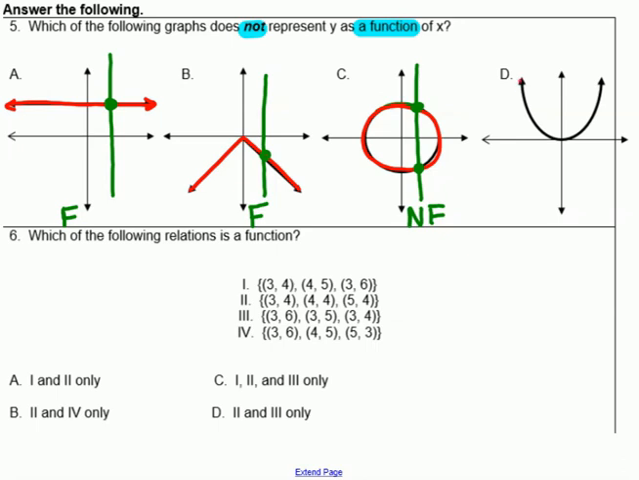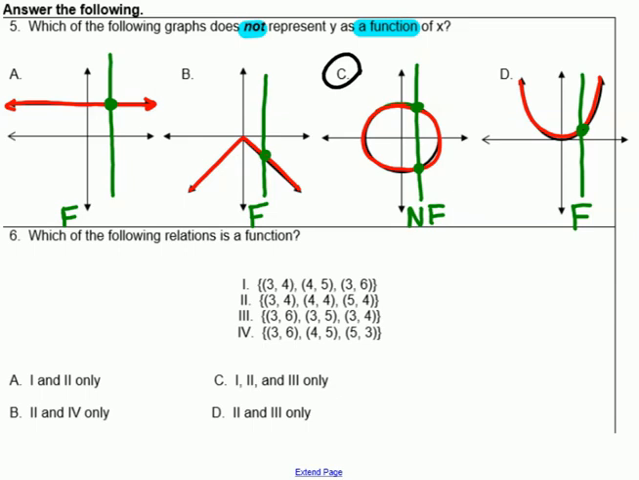Lastly, letter D, I've got this U shape, and when I do my vertical line test, it only touches that shape once. So answer D is a function. So the only one that's not a function is answer C.